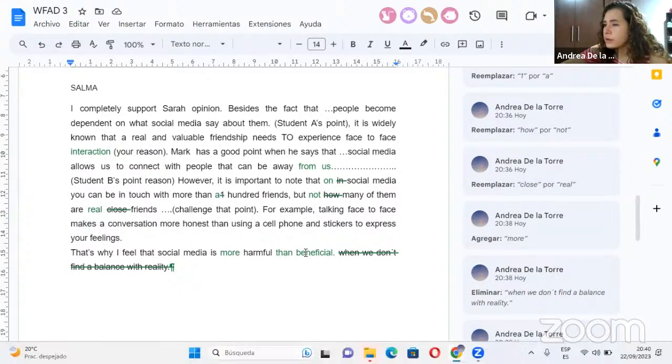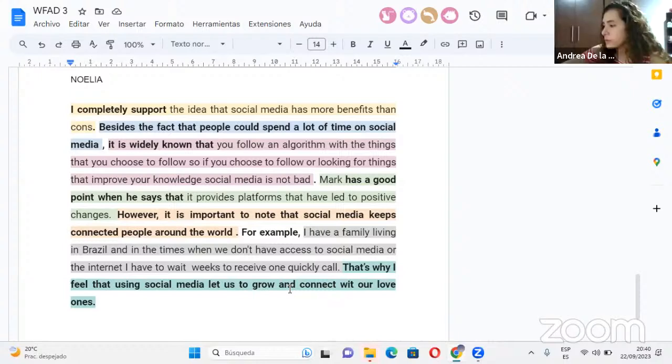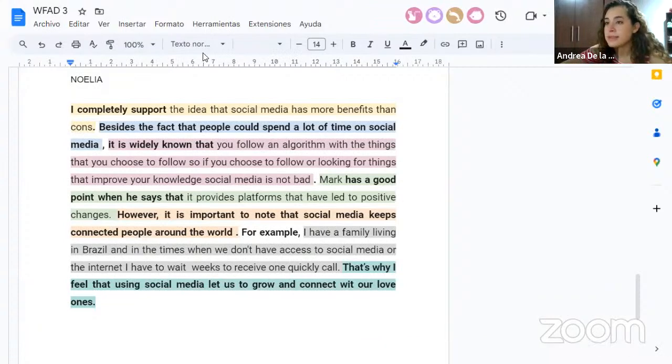Okay, guys, so do we really only have Salma's and Noelia's responses? What about the rest of you guys? Natalia, Jimena, did you guys write your posts? Yes, but I didn't finish because I sent it anyway. Yeah, of course. If you haven't finished, you can also send it. I was saying, you can go ahead and send. Okay, guys, let's see Noelia.